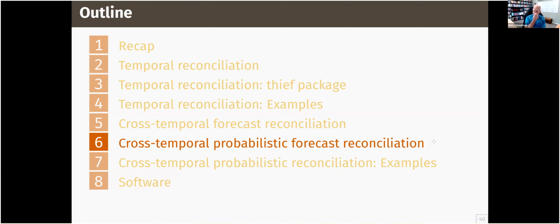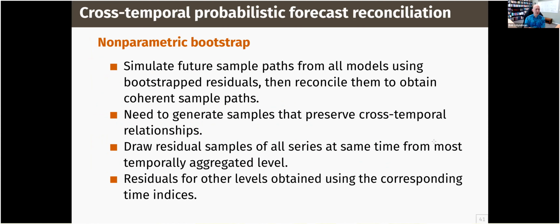Okay, so that's cross-temporal forecast reconciliation. I'm going to hold off on doing an example until I do the probabilistic version of it, because that's in many ways more interesting. So the probabilistic version, and I'm only going to talk about how to do it non-parametrically, because that's actually much simpler. Normally in statistics, the parametric versions of things are simpler. Not true here. It's actually simpler to do things non-parametrically.